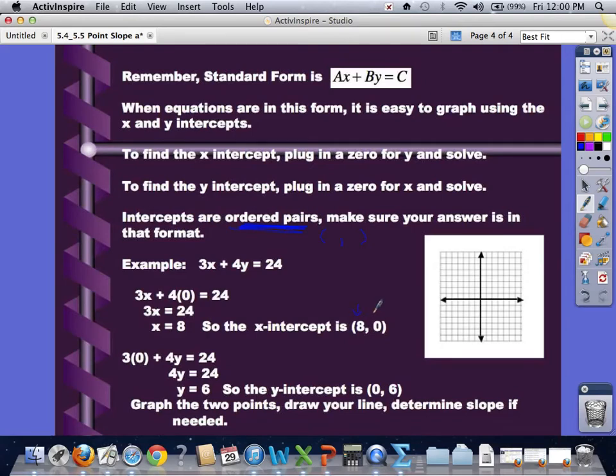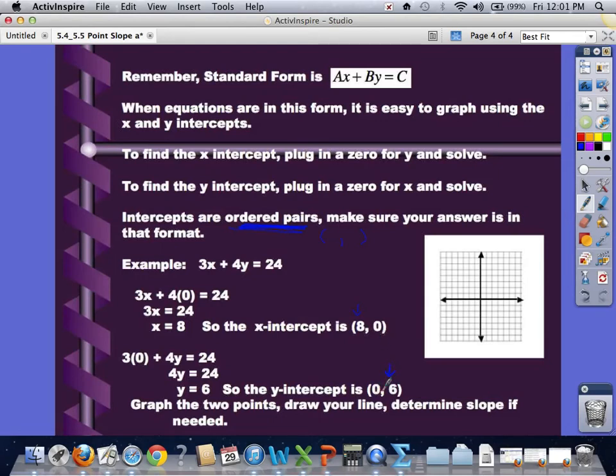Same thing if you're looking for the y. Again, you don't have to write this first step, but if you notice, if you plug a 0 in for x, it just goes away. So then you end up with 4y equals 24. Y then will be 6, so putting it into a form, remember y is the second coordinate in an ordered pair. So that's why we put the 6 there, and then that means the x is 0.